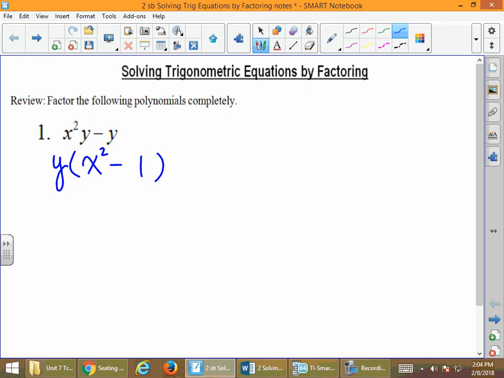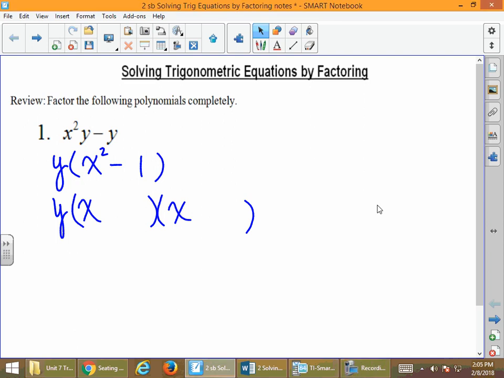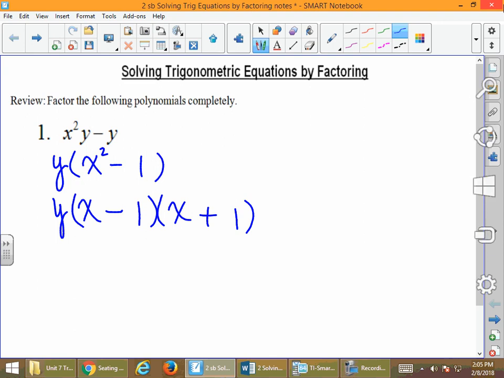And hopefully you're nodding your head yes, because x squared minus 1 is the difference between two squares. There's a minus sign in between there, which is a hint. X squared is x times x. Square root of x squared is x. Square root of 1 is 1. It's the difference between two squares, different signs. And now we've completely factored this expression.